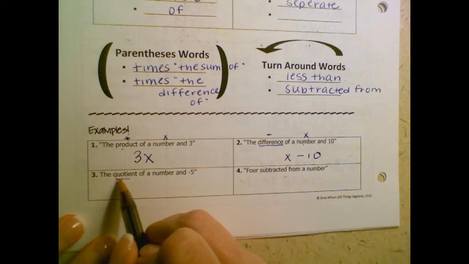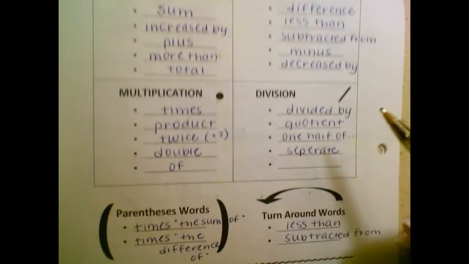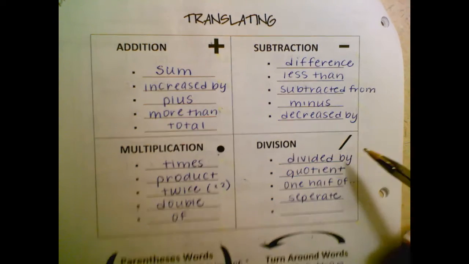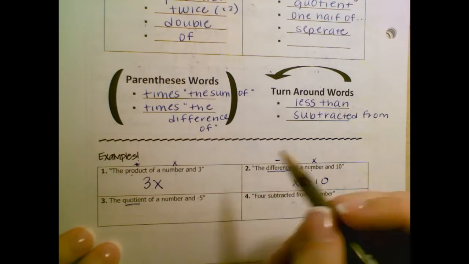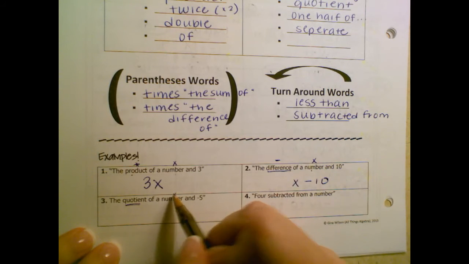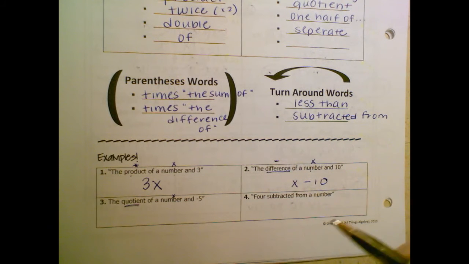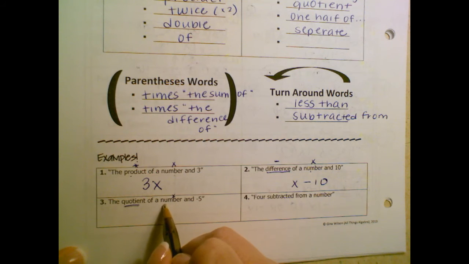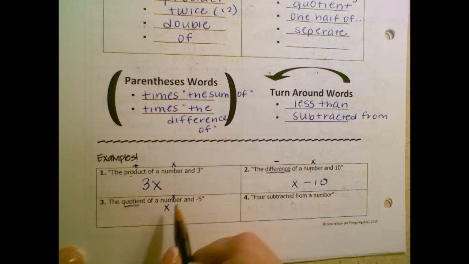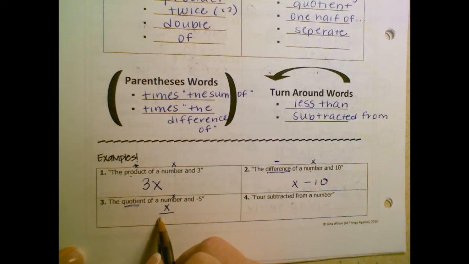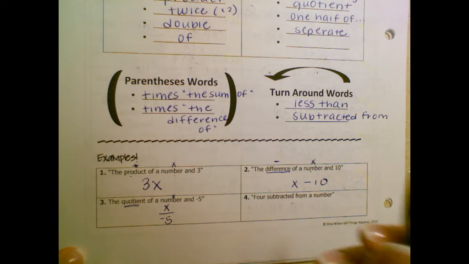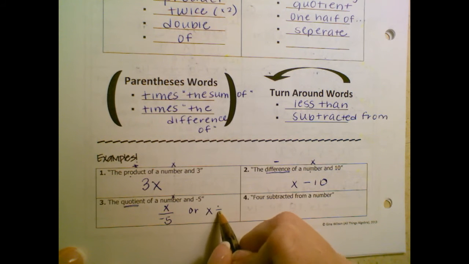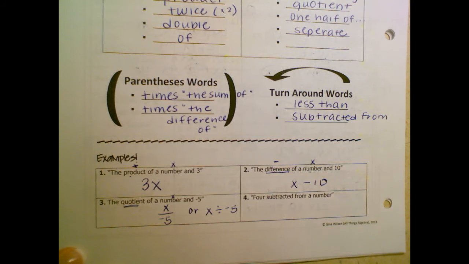The quotient is my vocabulary term. I'm going to look at my cheat sheet. Quotient means I divide a number. Again, anytime we say a number, I'm going to use x. A number and -5. Number comes first, so it's going to go on top of my fraction, and -5. So you can write it like this, or you can say x divided by -5.